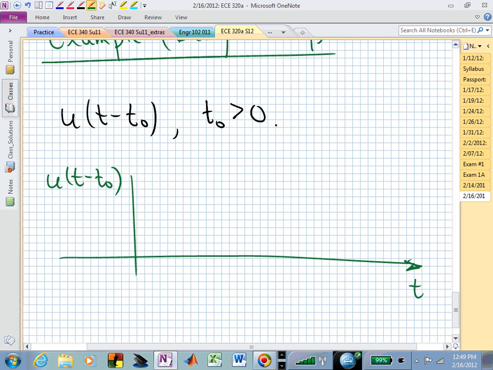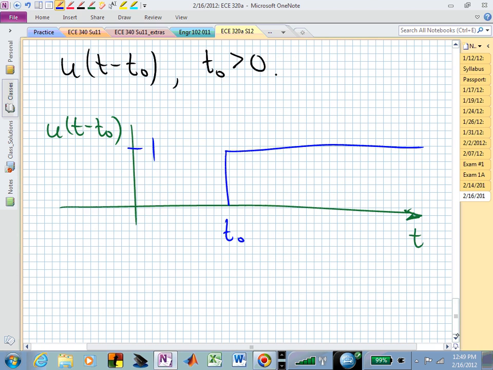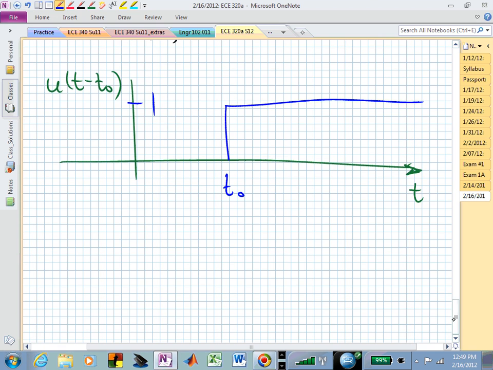This function then will be 1 as long as the argument is non-negative, as long as t minus t0 is bigger than or equal to 0. And that's going to be the case as long as we are above or at t0. That's supposed to be a flat line, but I don't draw them very well. But you can make a better sketch of your delayed unit step.